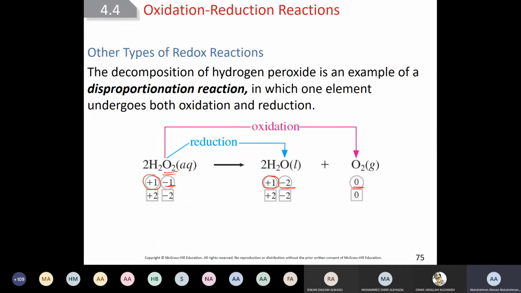We call this reaction a disproportionation reaction, because the peroxide oxygen went to O with -2, and at the same time the peroxide went to O2.